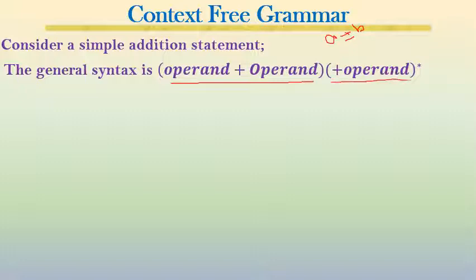So it means that we first have a plus b, at least a single one, because it is a binary operator. So a plus b, and if we want to continue this expression, then we can add plus c, followed by plus d, plus e and so on. So this is the simplest expression that you want to derive using context-free grammar.